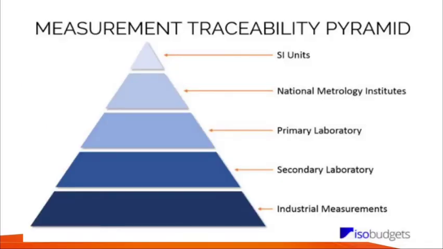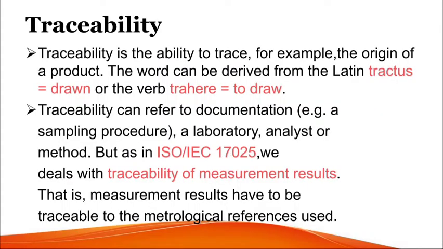This is the measurement traceability pyramid, which is commonly used as a graphical representation to demonstrate measurement traceability and the calibration hierarchy from the realization of the SI unit down to the measurement performed in the industrial environment. Traceability is the ability to trace, for example, the origin of a product. The word can be derived from the Latin tractus, which means drawn, or the verb trahere, to draw.